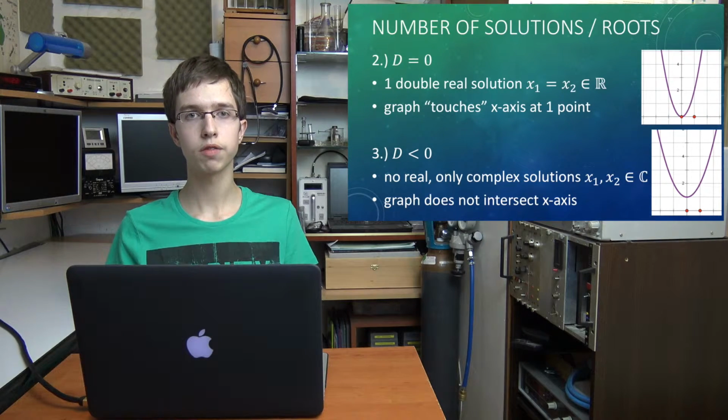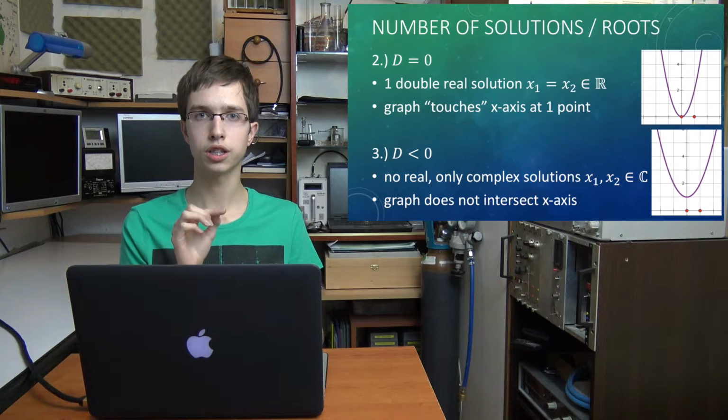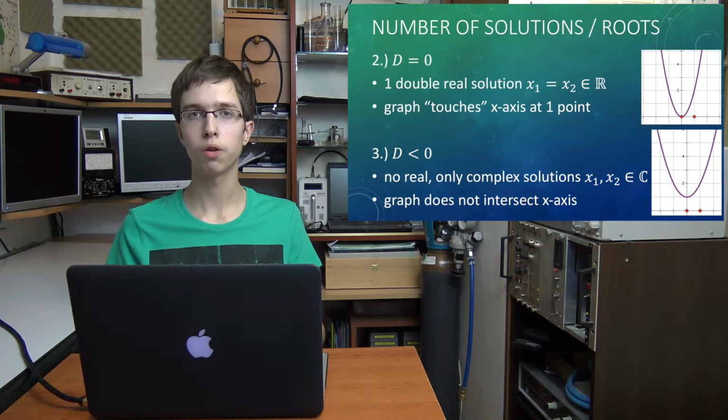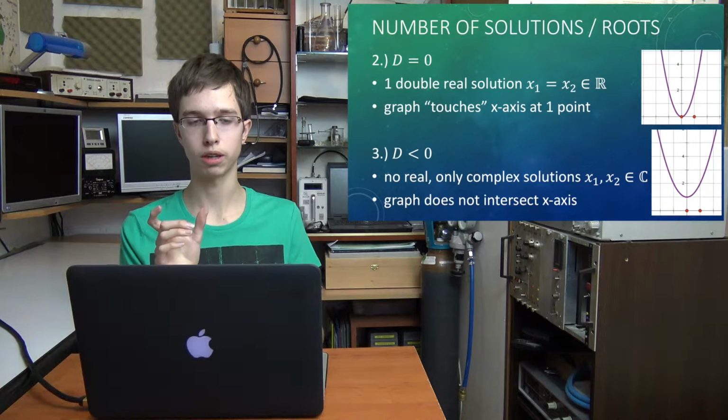The second case, when discriminant is equal to 0, in this case parabola only touches x-axis, and in that 1 point is actually one double real solution of quadratic equation. Quadratic equation in this case has two solutions, but they are both equal.